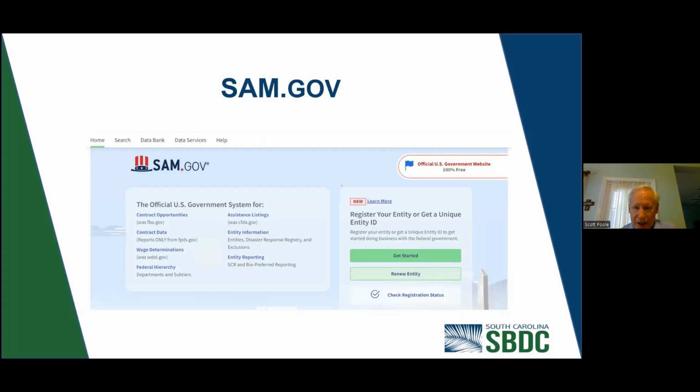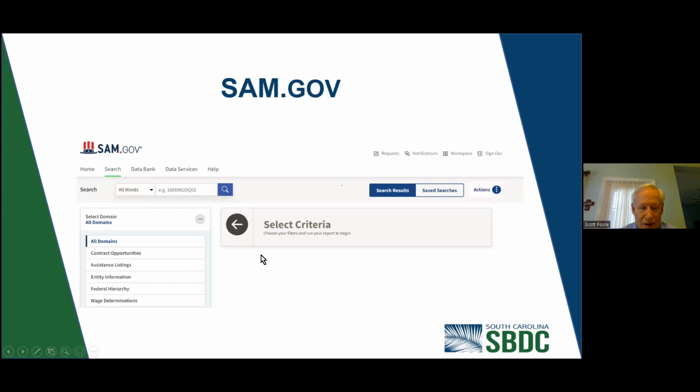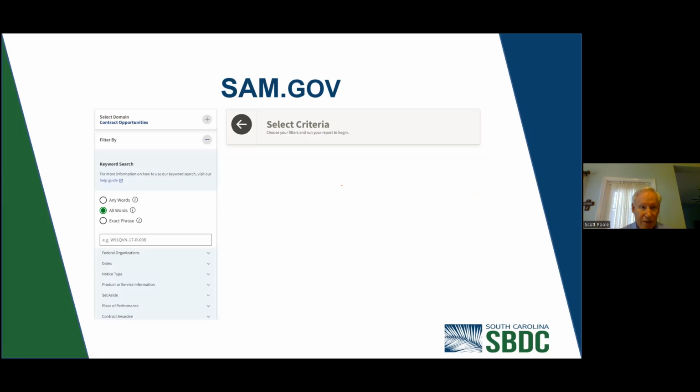Now again, on SAM.gov, you come here, say you'll get started. And once you get started, you get signed up. Then you come and you can do a search. You can search right here. And I'm going to click this plus sign. When I do that, I'll get contract opportunities, assisted living, any information. And so I'm going to pick contract opportunities.